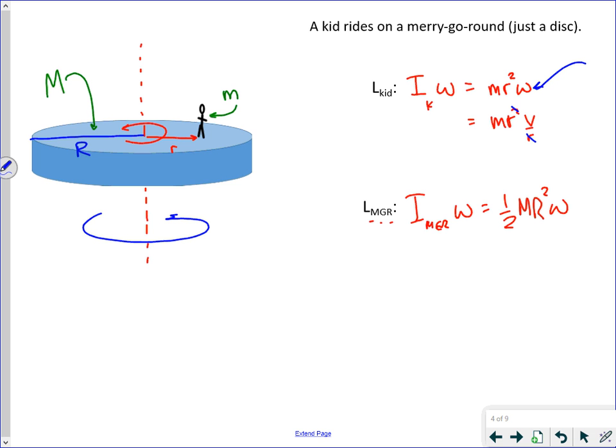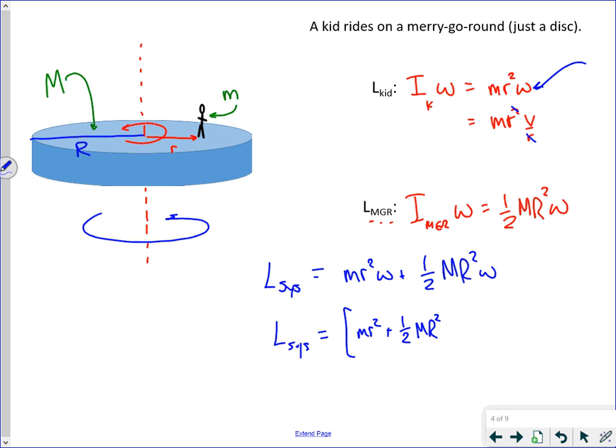All right, so if we wanted to talk about, hey, here's a kid riding on this merry-go-round, we could talk about the system's angular momentum as, I'll write it as little m little r squared omega plus 1/2 big M big R squared omega. And maybe we say this is the same thing as really saying here's the combined moment of inertia, the system's rotational inertia times omega. Okay? Fair enough? So this is the system's rotational inertia. Fair enough?